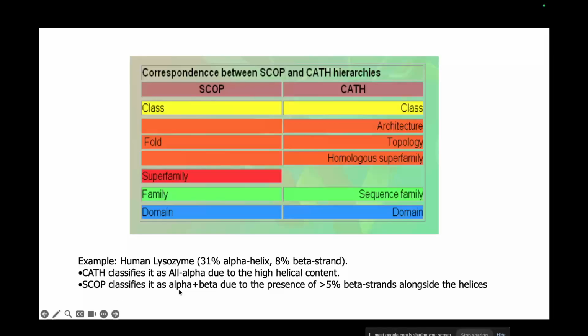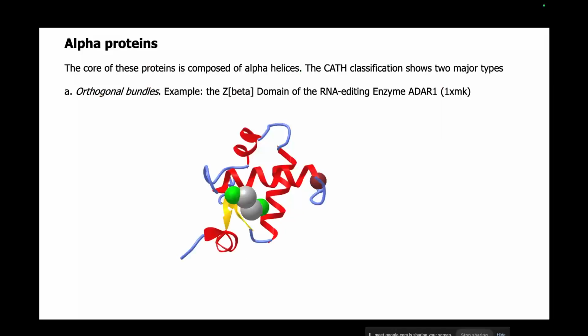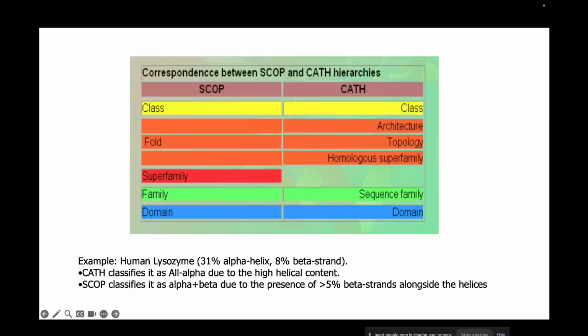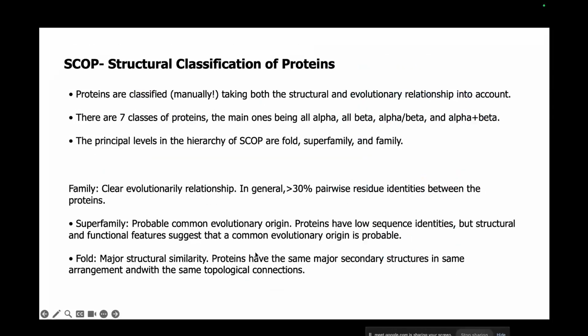SCOP classifies it into alpha plus beta due to presence of greater than 5% beta strands along with alpha helices. So the classifications might differ based on the systems used, but we should know which one does what. Okay, so these categories are all alpha, all beta, alpha beta, and so on and so forth.